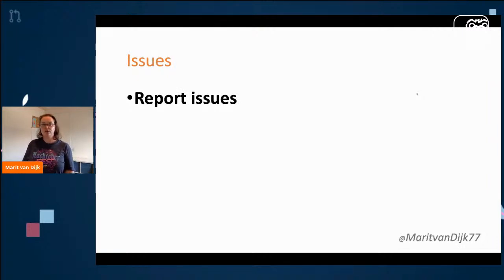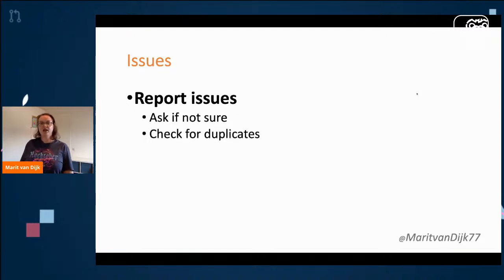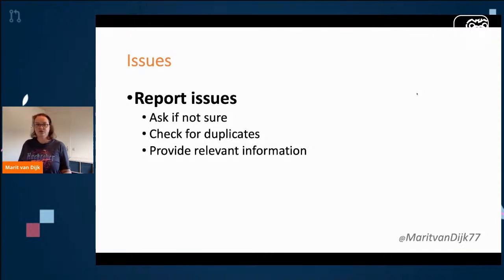So when you report issues, you might want to ask if you're not sure that it is in fact a bug or an issue or a feature that they might want. And you want to check that it's not already reported, and make sure that you don't create a duplicate. Also, just like any bug report or feature request, provide all of the relevant information.